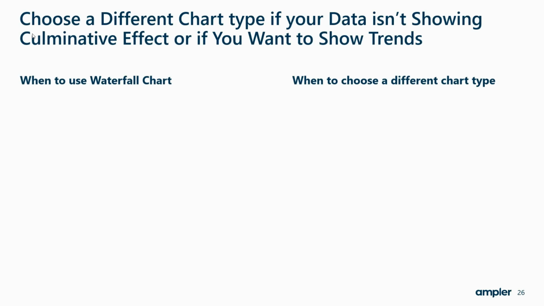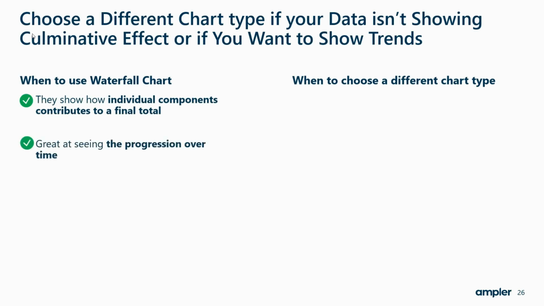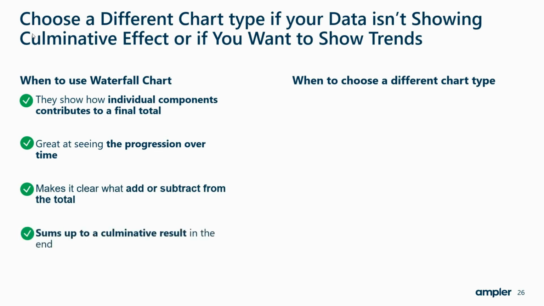When to use a waterfall chart. You have individual components contributing to a final total. You want to show progression over time. You want to show how negative and positive values change the result. You want to show a cumulative result.